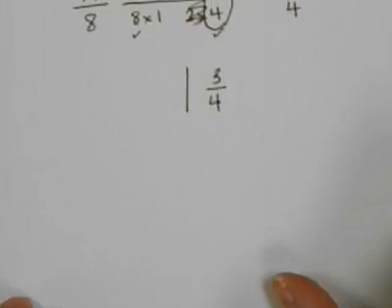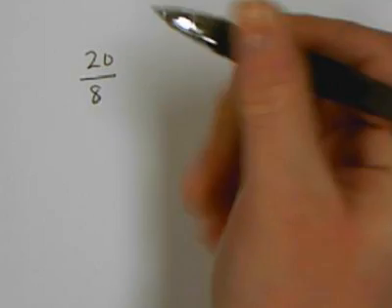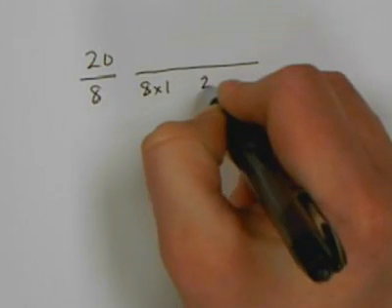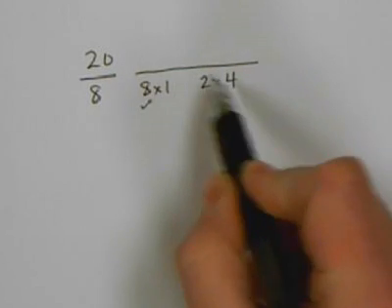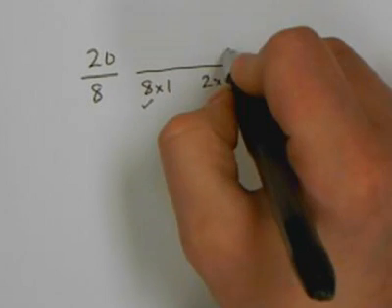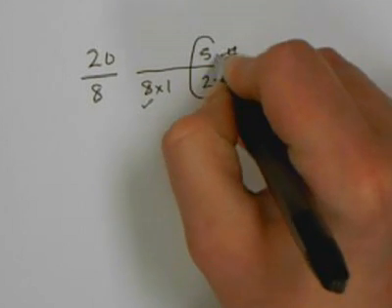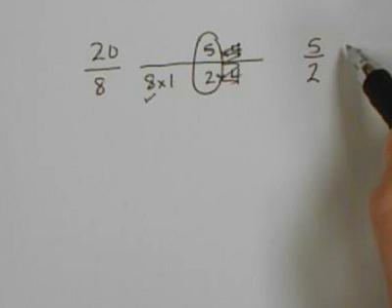Let's do another one. Let's say this time I have 20/8. We're going to do the same thing and simplify. 8 times 1, 2 times 4. Does anything times 8 give me 20? No. Does anything times 4 give me 20? Yes. 4 times 5. Lose what's the same and keep what's different. So 5/2. But we can't keep 5/2 because it's still improper.